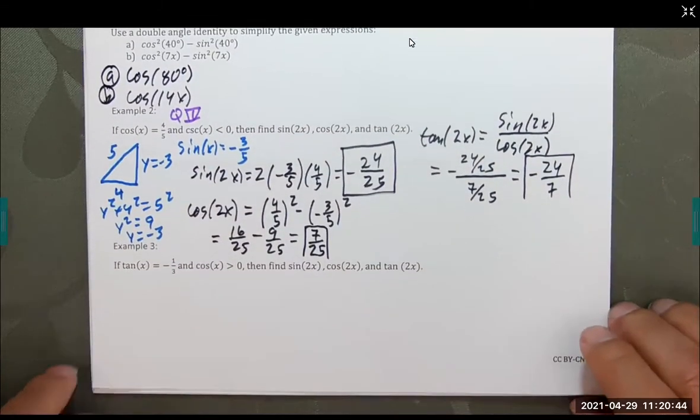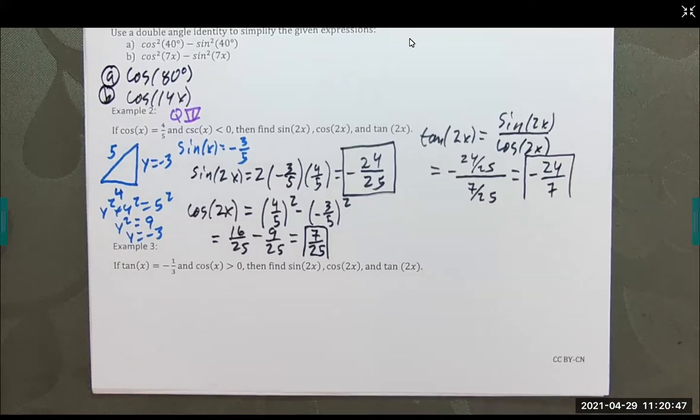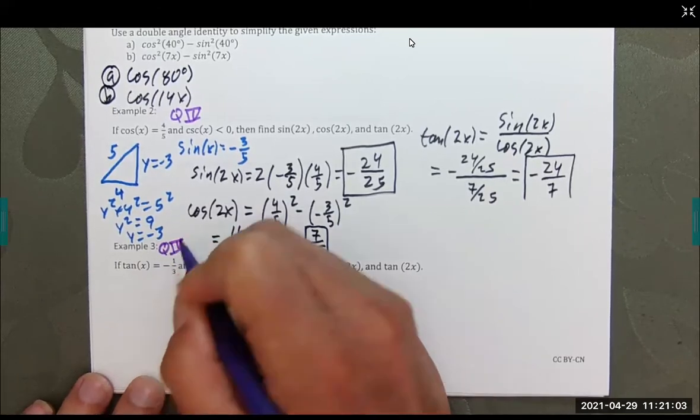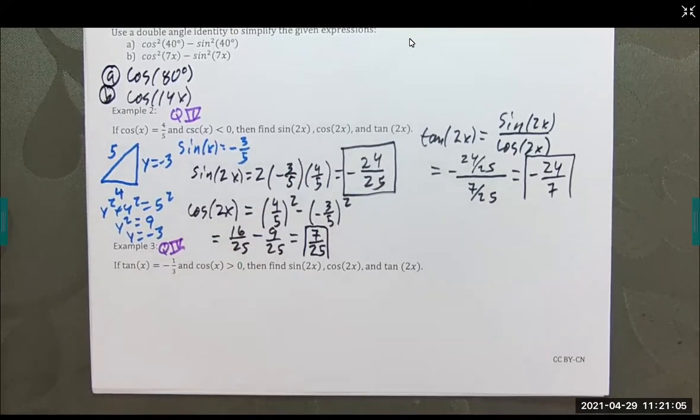Our last, for example 3, it's definitely not our last. We have that the tangent is equal to negative 1/3. Now, tangent is negative in quadrants 2 and 4, and cosine is positive in quadrants 1 and 4. So once again, we are in quadrant 4. It's going to be important that you can identify that.